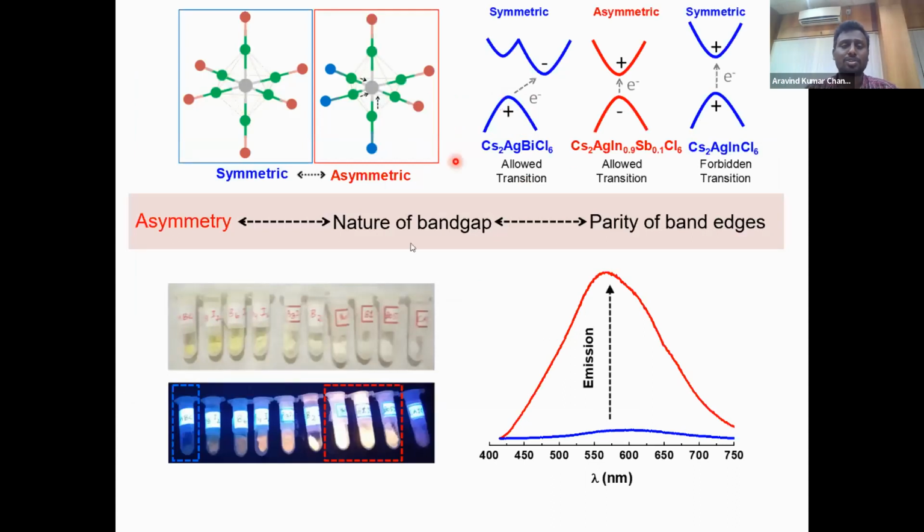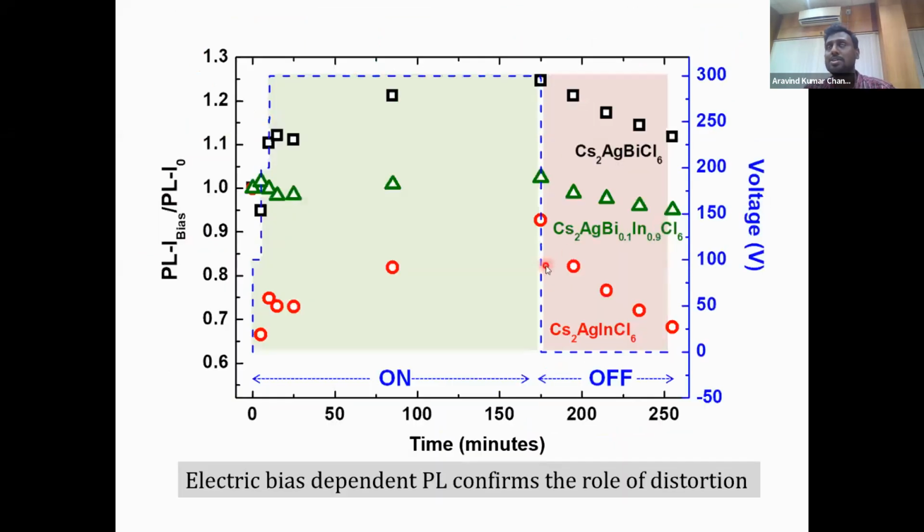So now I've talked about asymmetry, nature of band gap, and the parity of the transition. Now I'll move on to one more thing. What is the origin of these things? What is the origin of this system? One is that our material is distorted. That is the only thing we know about the structure.